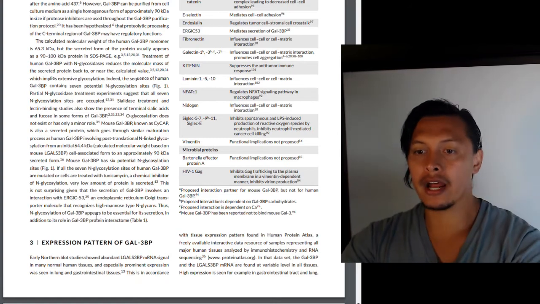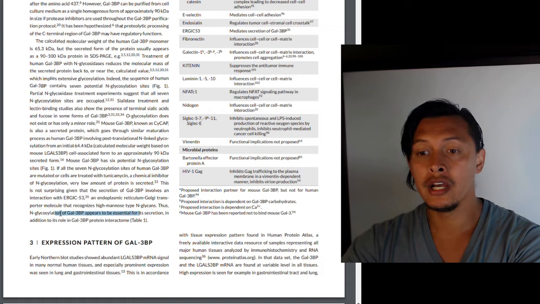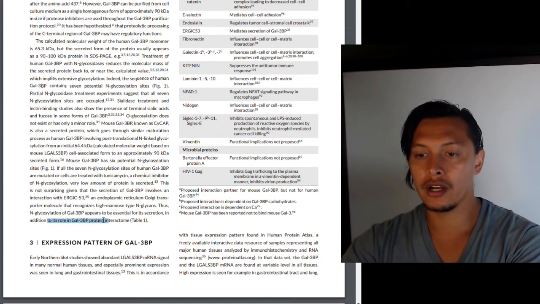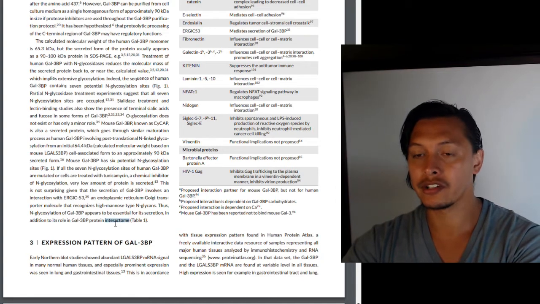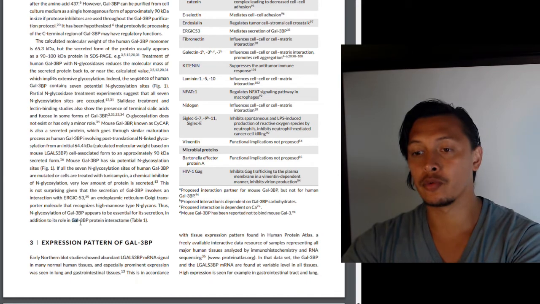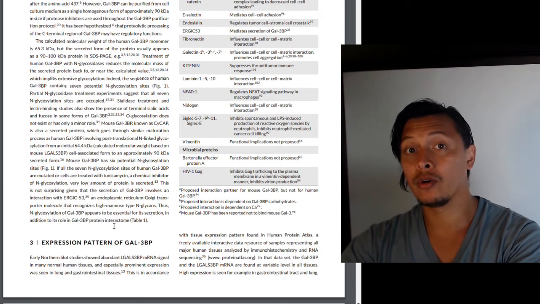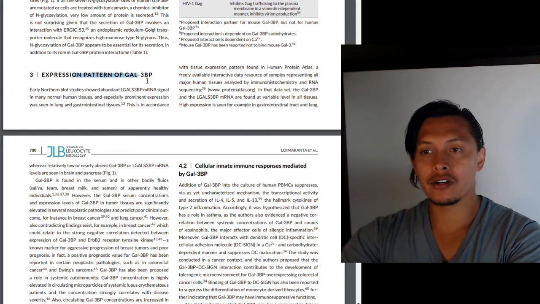So thus, N-glycosylation of galectin-3 binding protein appears to be essential for its secretion, in addition to its role in the galectin-3 binding protein interactome. The interactome is just the fancy word for what other proteins this galectin-3 binding protein will interact with. So, expression patterns of galectin-3 binding protein.